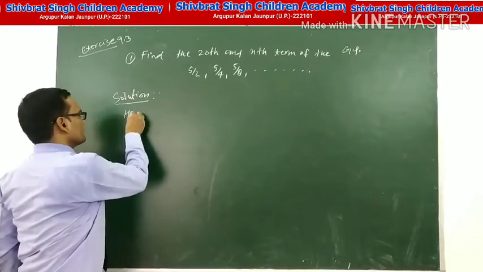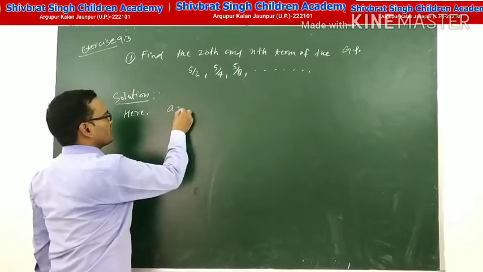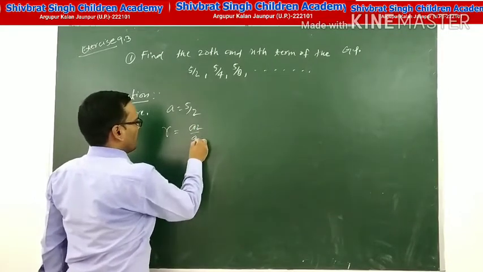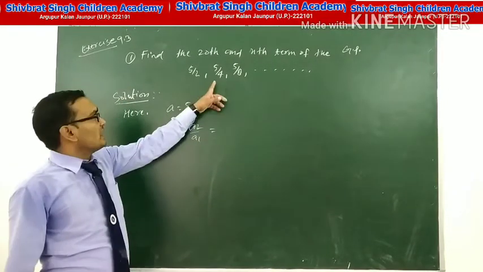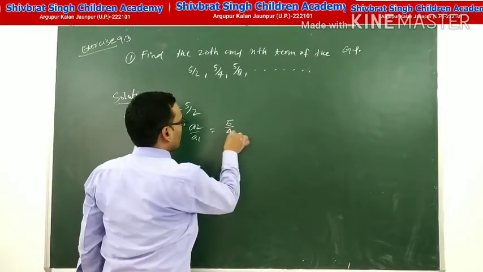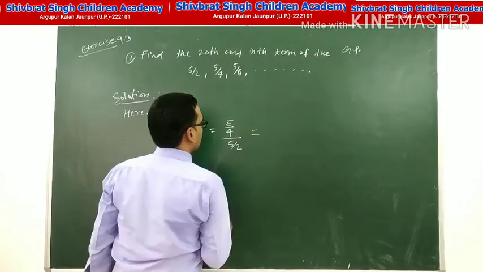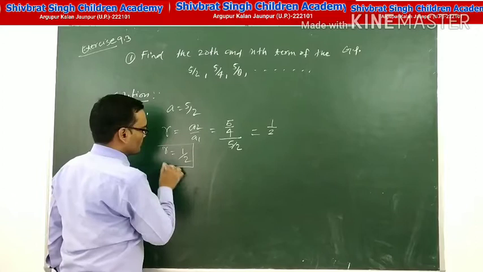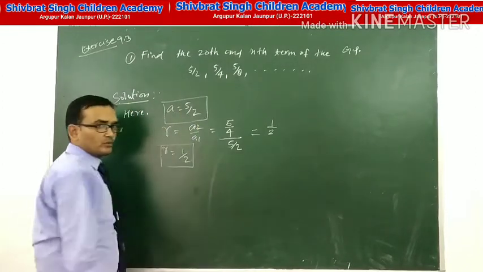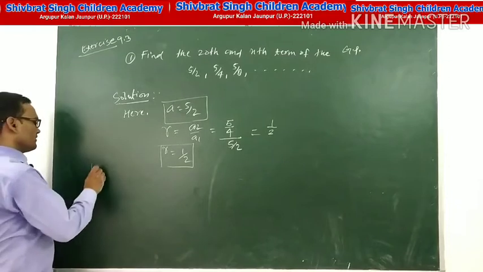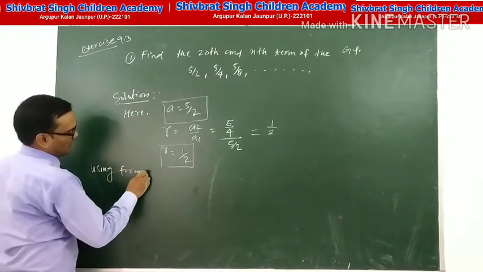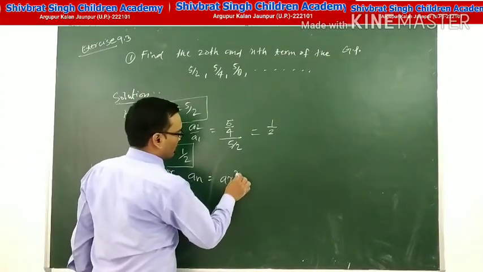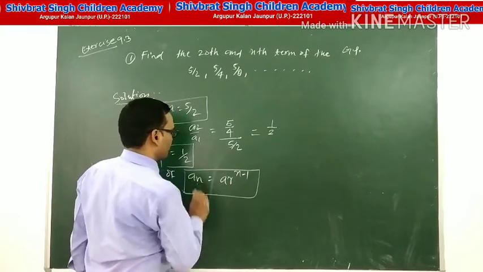Here, the first term of the GP is 5 by 2 and the common ratio is a2 by a1. The second term of this GP is 5 by 4 upon 5 by 2. This gives 1 by 2. The common ratio is 1 by 2 and the first term is 5 by 2. Then using the formula an equals a r to the power n minus 1.